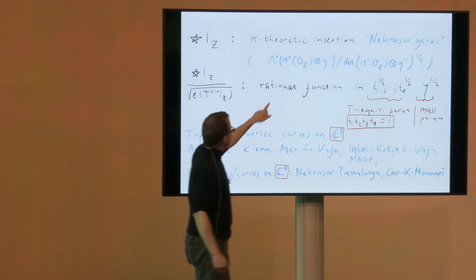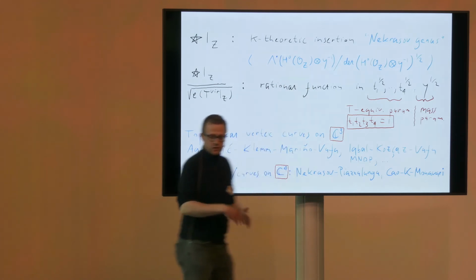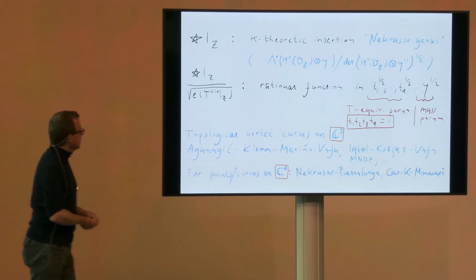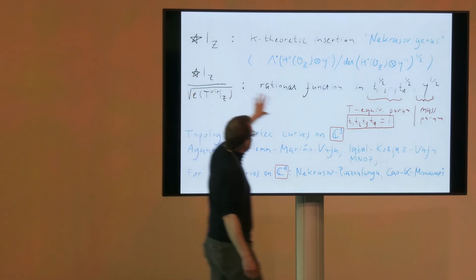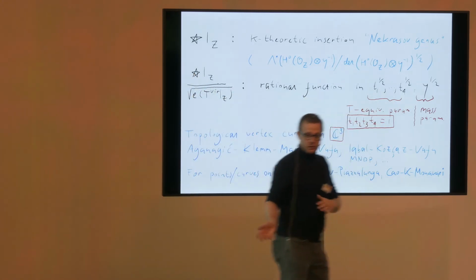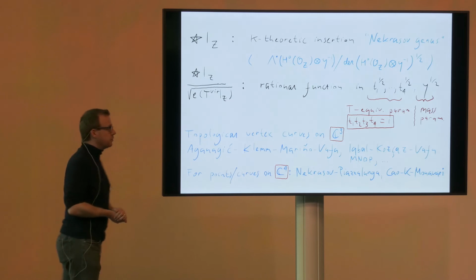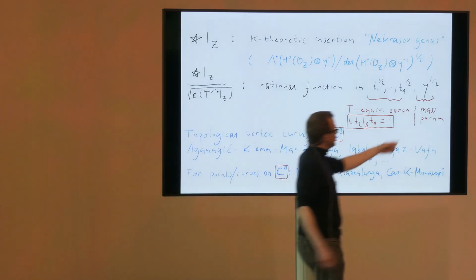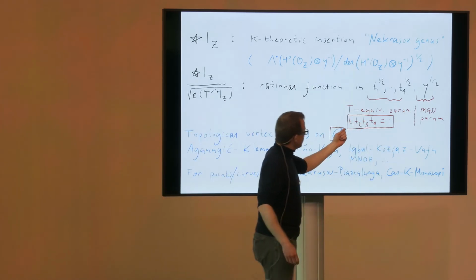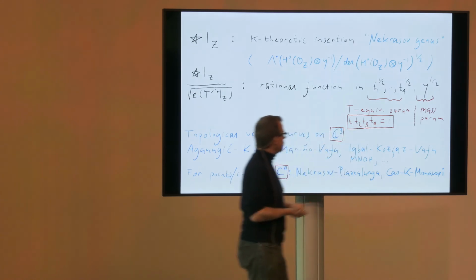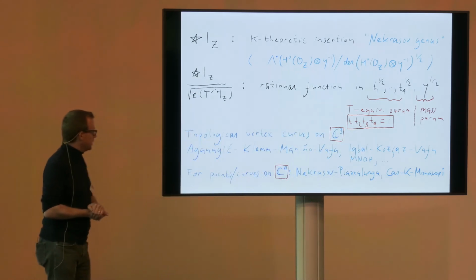And actually, for curves and surfaces, you should replace global sections by derived global sections. And then this term will become a rational function in the equivariant parameters, the torus parameters, T1, T2, T3, T4, and this mass parameter y. And remember, we're always on the Calabi-Yau torus, so then the product of these Ti's is 1.